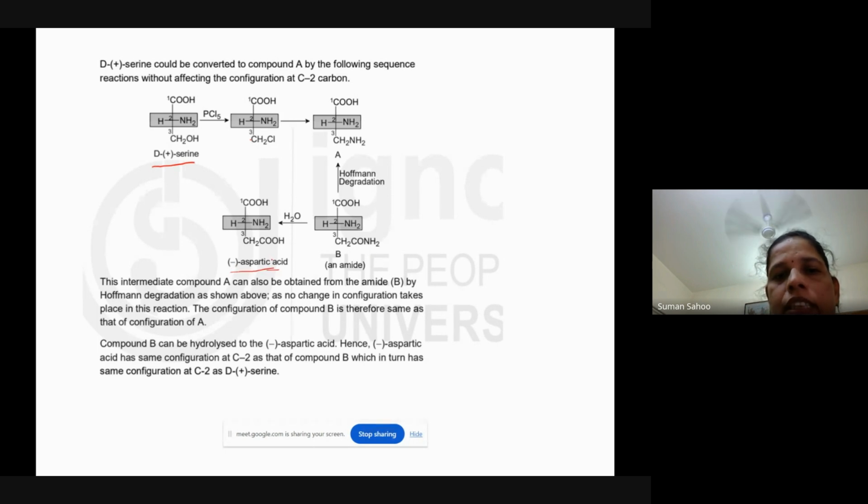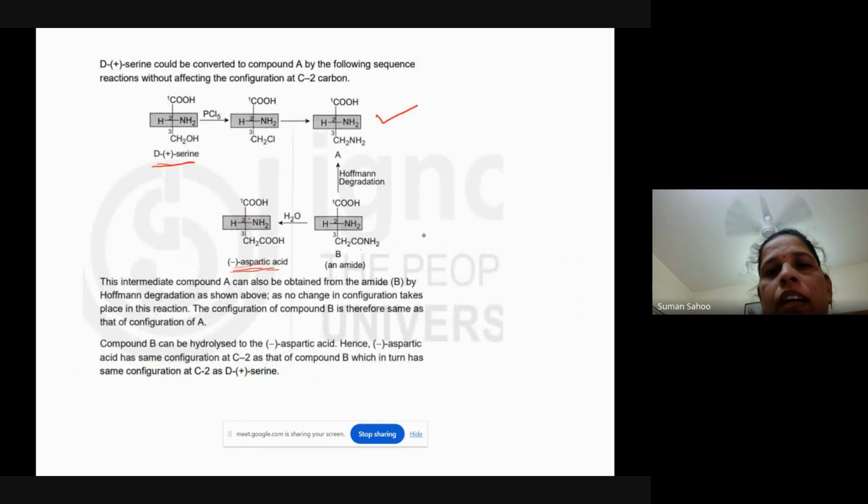From this, we know the configuration of D-serine, where the NH2 group is on the right side, and it gives the same compound A, which can be obtained from the amide by Hofmann degradation, which can again be converted to aspartic acid. By this correlation, you can say that this aspartic acid has the same configuration at carbon number 2 as in D-serine. So this is the configuration by chemical correlation.